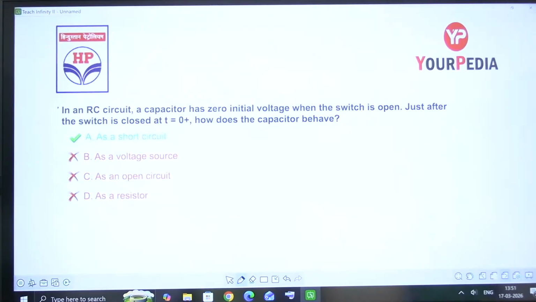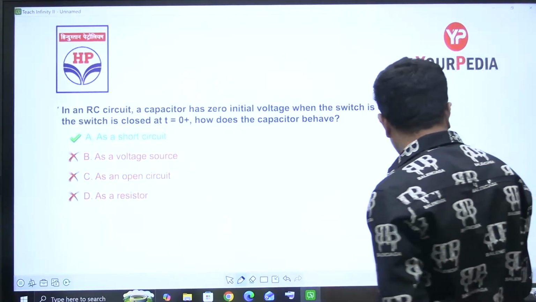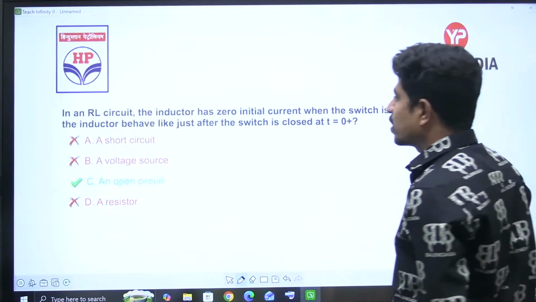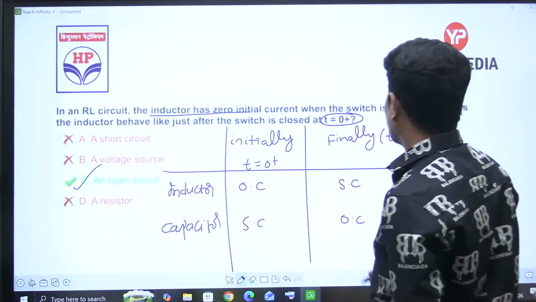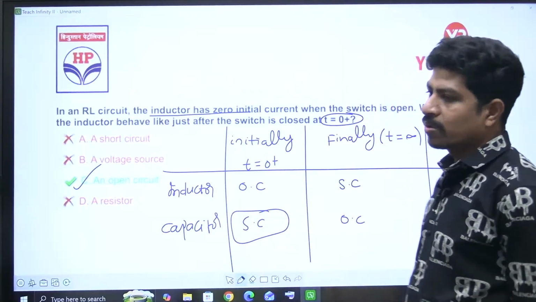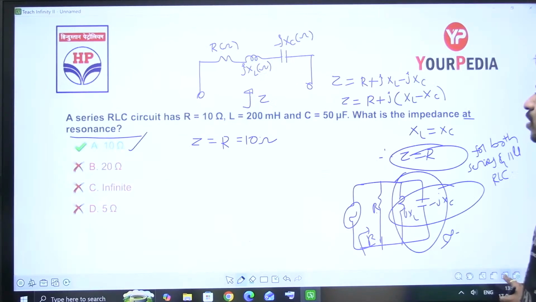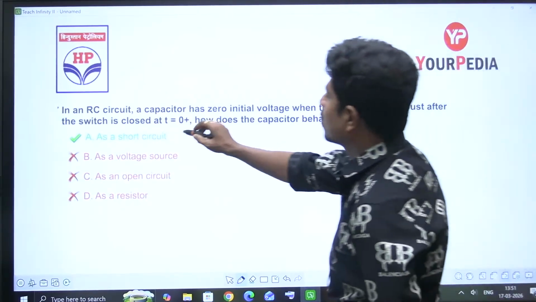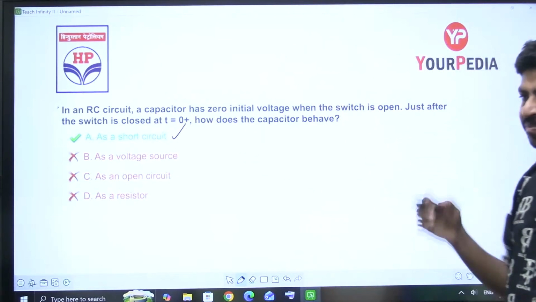In an RC circuit, a capacitor has zero initial voltage with the switch open. Just after the switch is closed at t equal to 0, how does the capacitor behave? I gave a table initially. At t equal to 0, the capacitor behaves as a short circuit. Option is A.